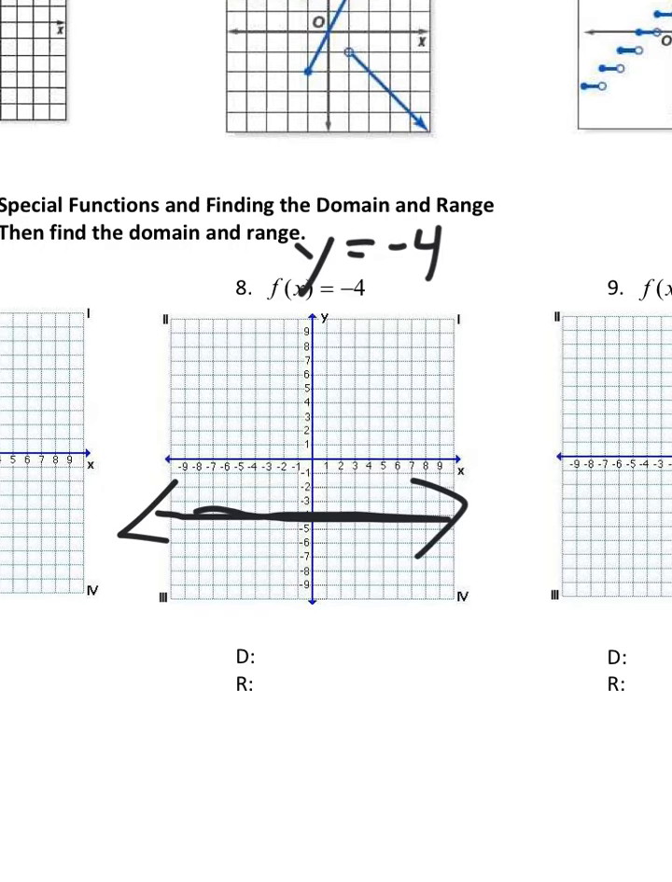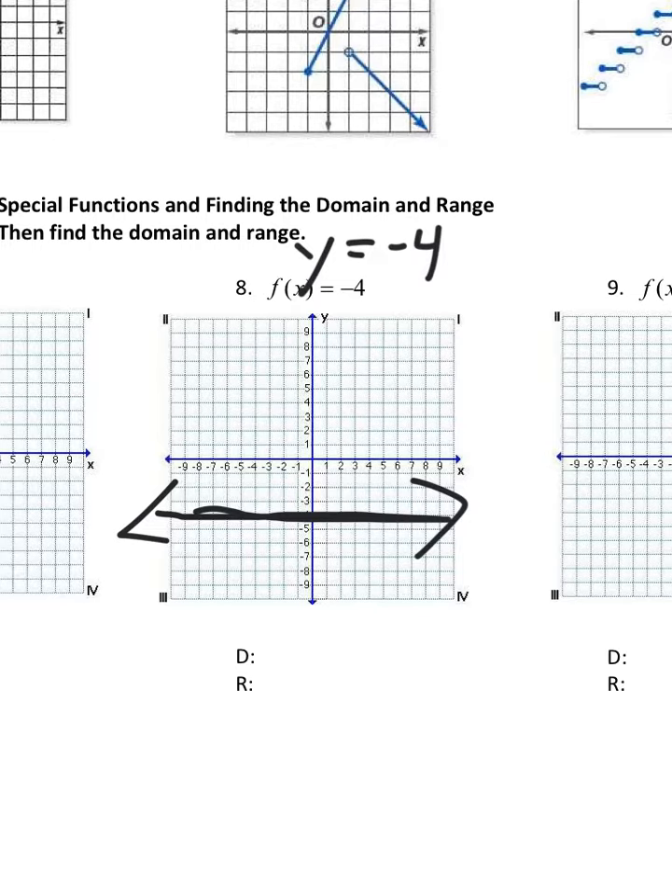And on that first video, I forgot to finish problem number 8 here. We had this graph of y equals -4. We need to identify the domain and range. Okay, and we've talked about this in earlier sections this unit. The domain is what x can be. And notice this is a horizontal line that goes on forever left and right.